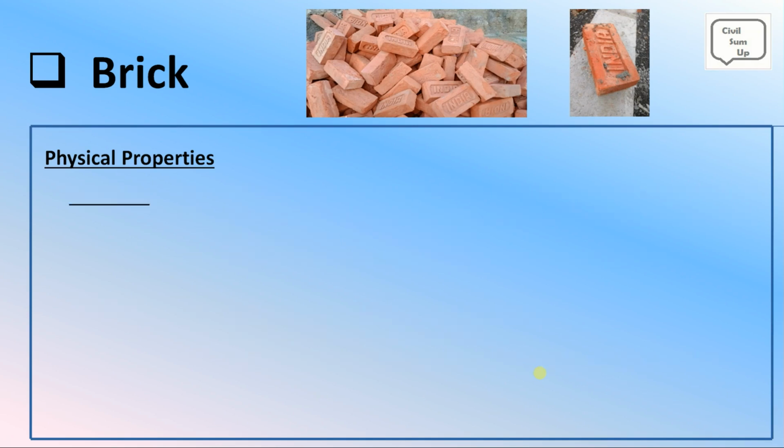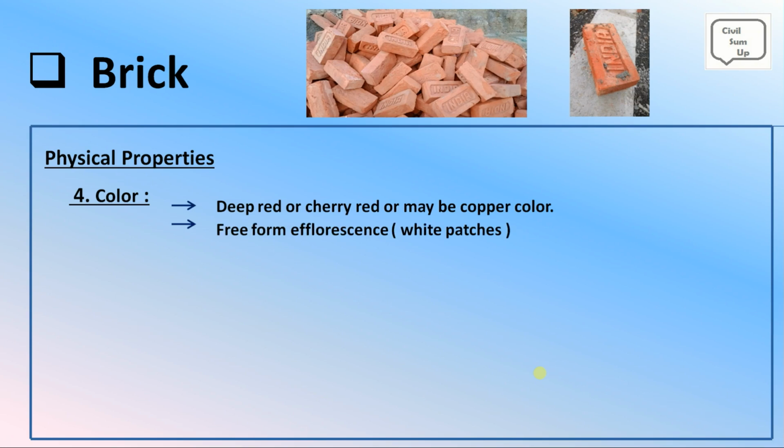The fourth physical property is color. A good brick should have a cherry red color or copper color and be free from efflorescence, that is the white patches on the surface of the brick.